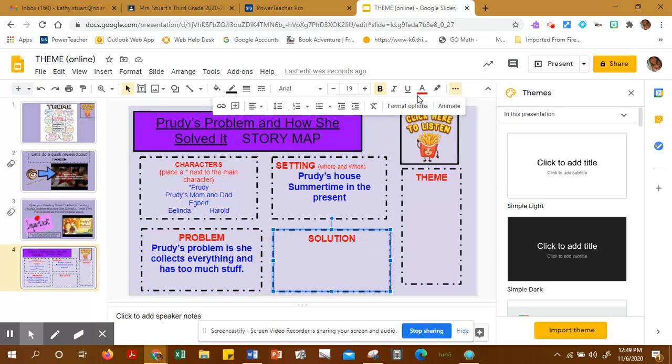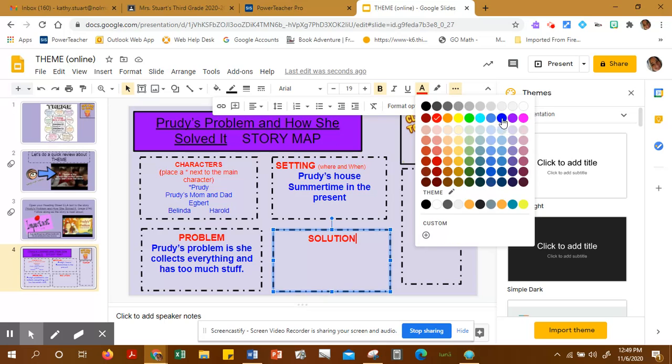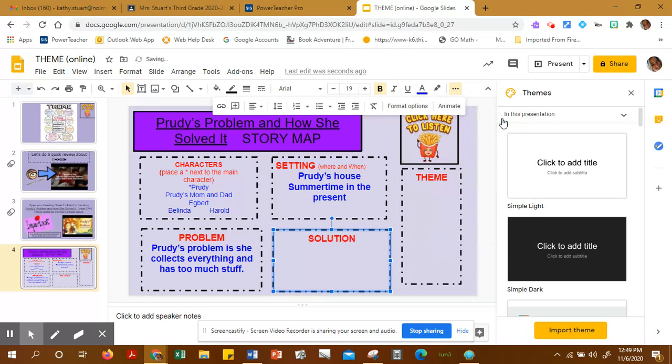Okay, what about the solution? What solution comes from Prudy's problem? Take a minute to think about it. If you need to, go back and revisit the story. Page 286 is a good start for where you might find the resolution.